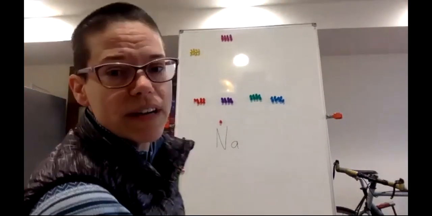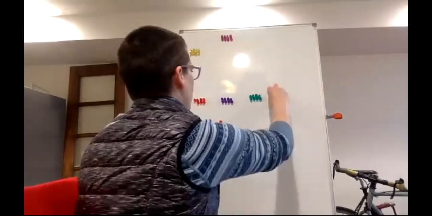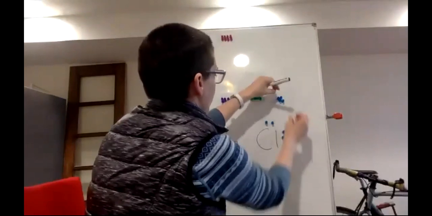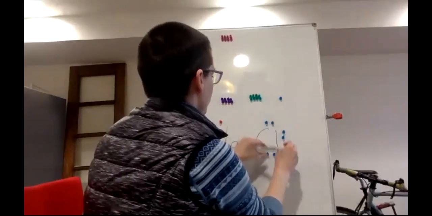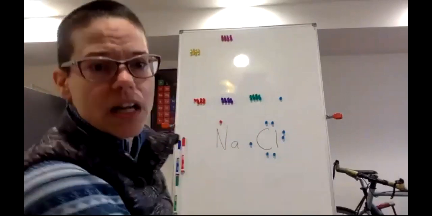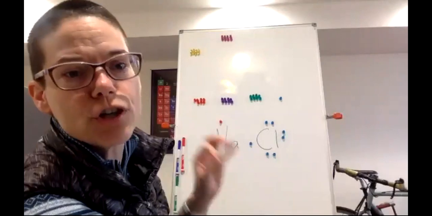And what about chlorine? 7. Okay. So it's got 7. So 1, 2, 3, 4, 5, 6, 7. So what you need to think about is how many valence electrons does the sodium have to lose?